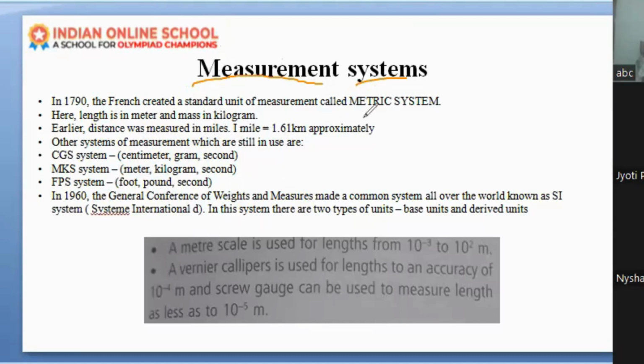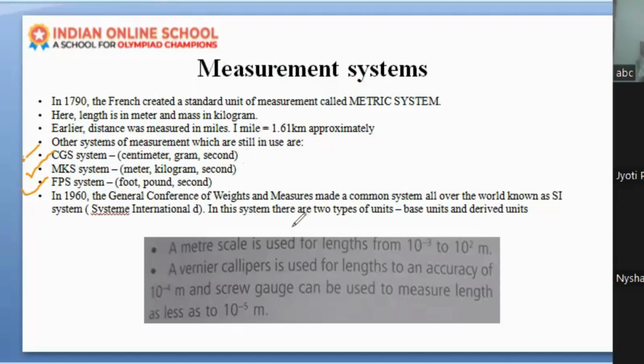Okay, now let's see the measurement system. It is also known as a metric system. Now, what is a metric system? Metric system is nothing but a standard unit system only, which consists of three types of system. Can you see here? CGS system, MKS system, and FPS system. CGS: centimeter, gram, second. MKS: meter, kilogram, and second. In the same way, FPS, that is foot, pound, and second.